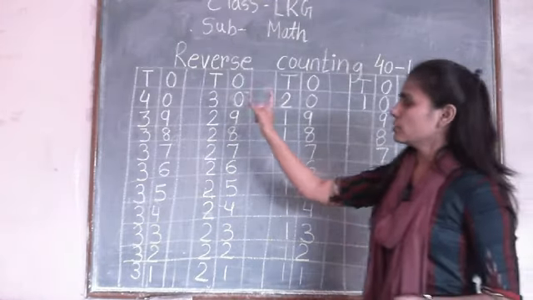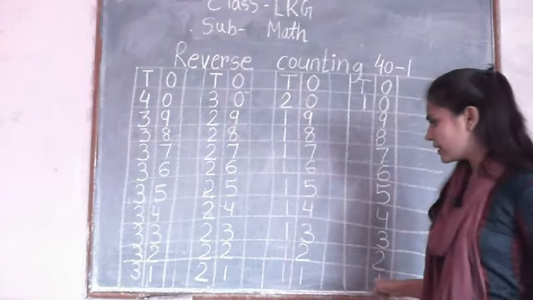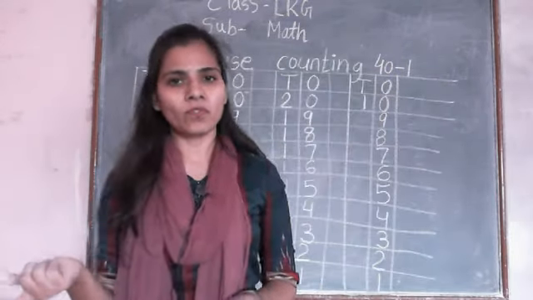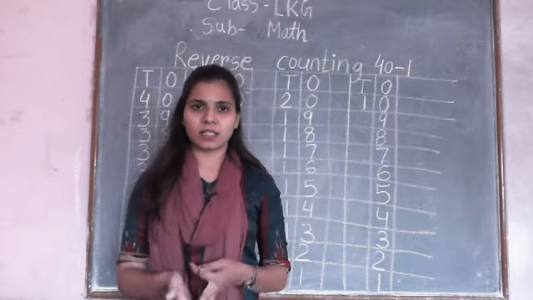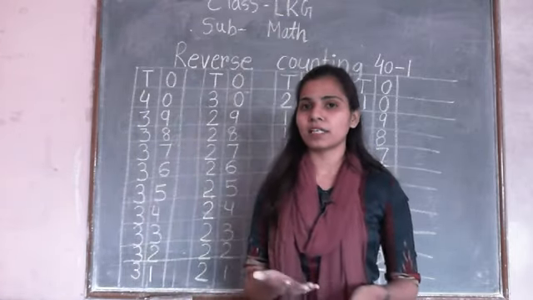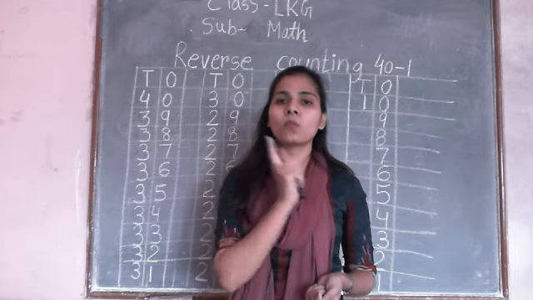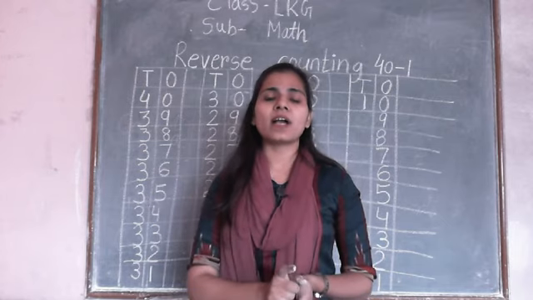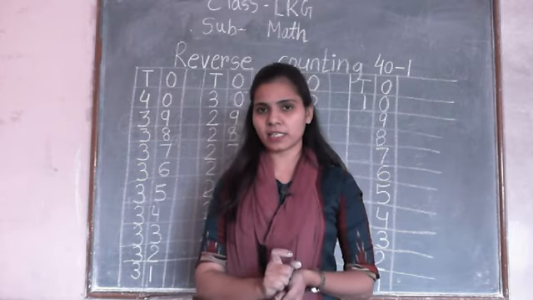Okay, so in your syllabus 40 to 1 is there. So you have to practice 40 to 1 in your math syllabus. And we have done number names also. So you have to practice number names from 1 to 20. So daily you have to practice for number names.